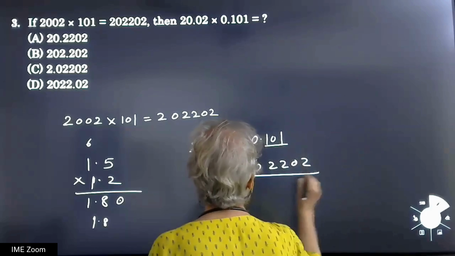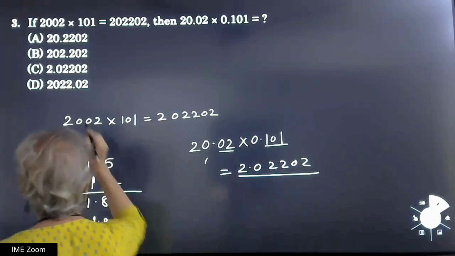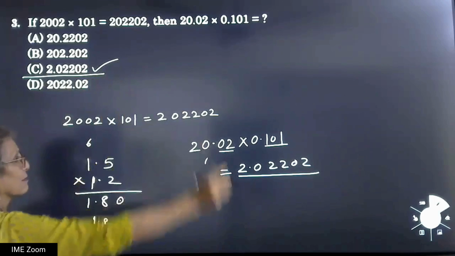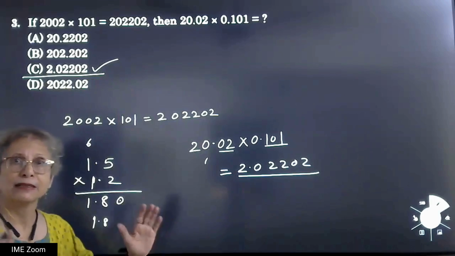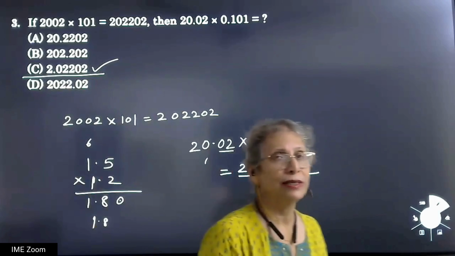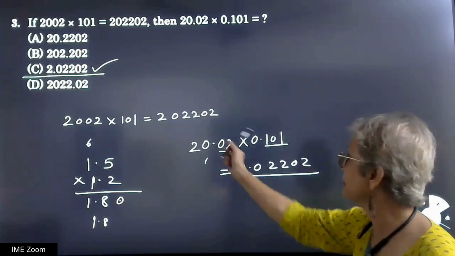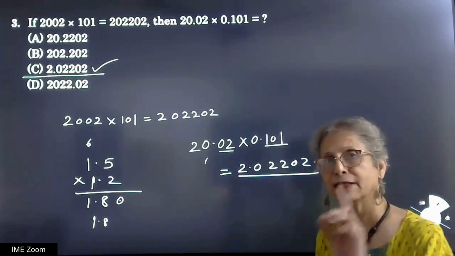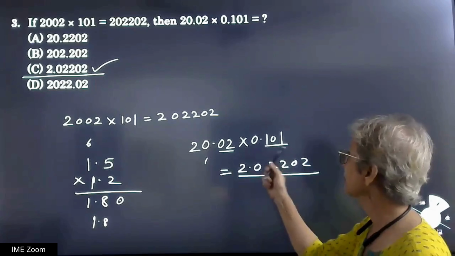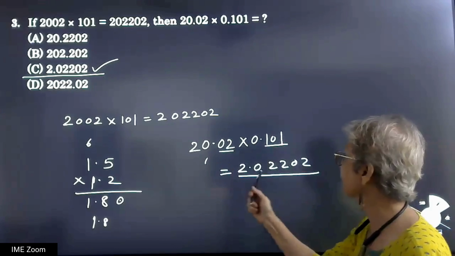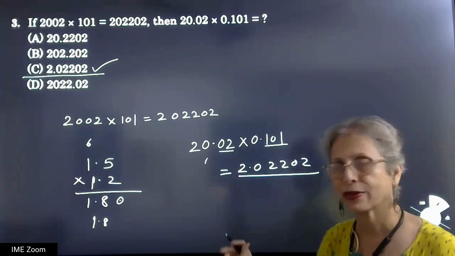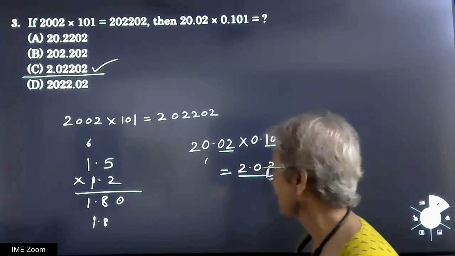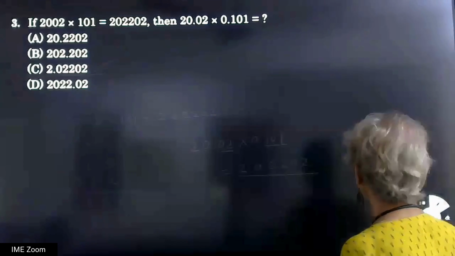And so which is the answer? Yes, 2.02202. C is the answer. Understood? Very simple it is. Do the multiplication as usual, then afterwards count the number of digits in the given sum, and from the right-hand side skip those digits and then put the decimal. Like here, 5 digits are there in all, so we skipped 5 digits and put the decimal. So this is the way we do multiplication in decimal fractions. Let us move to the next question.